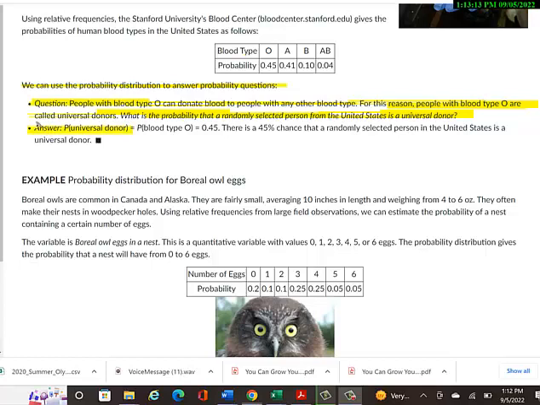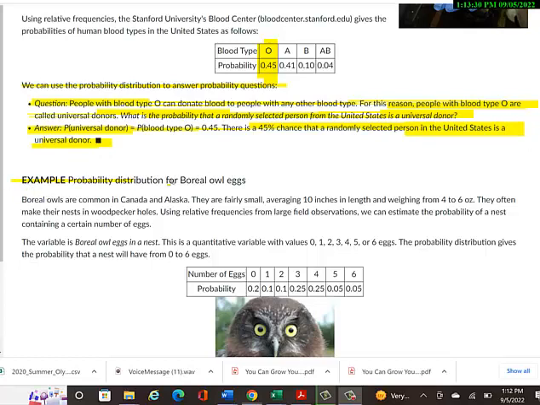The answer: the probability of a universal donor is the same as the probability of blood type O, because those are equivalent, which is 0.45, which I see in the table here. There's a 45% chance that a randomly selected person in the United States is a universal donor.